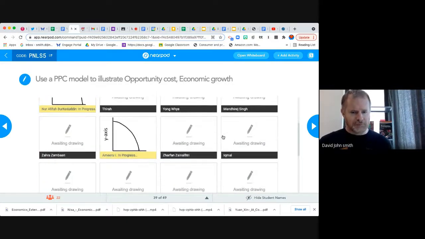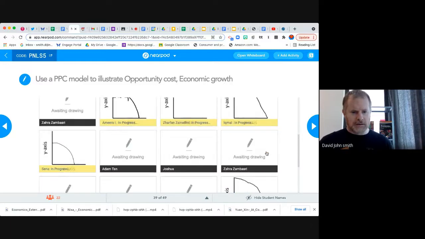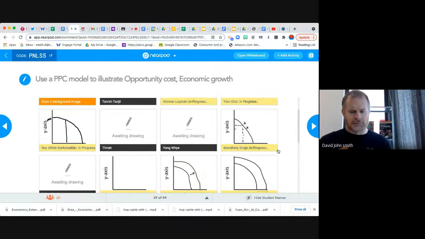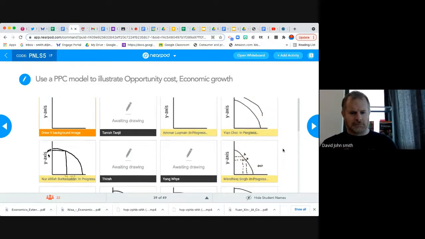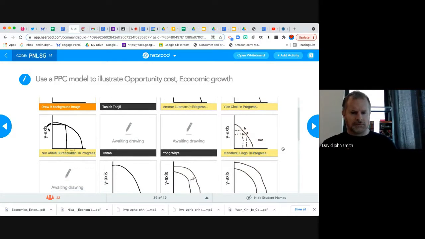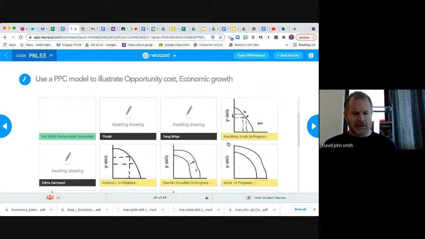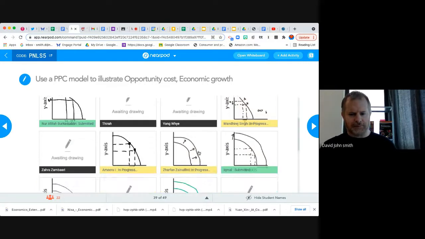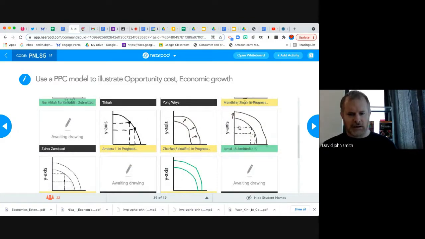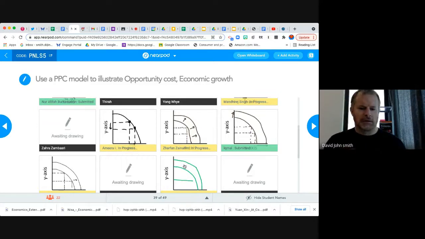FIFA racing to the lead, well done. Good curves going on. Good. Well done, team. Yes, you've got opportunity cost there. Here's your economic growth there. Good. I see that. There's opportunity cost. That's good. I've got the labels going on. Well done. Okay, we've got labels to illustrate here, and you've got the growth of the curve moving out. Well done. Mira, I like yours. It's very clearly labeled. Very good.